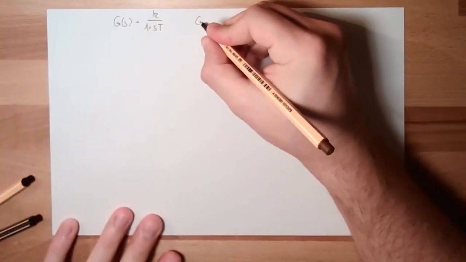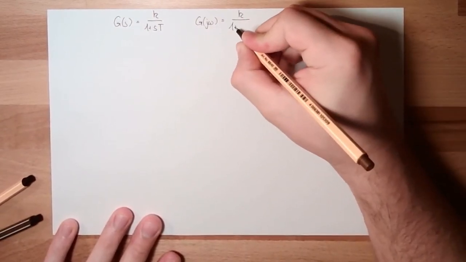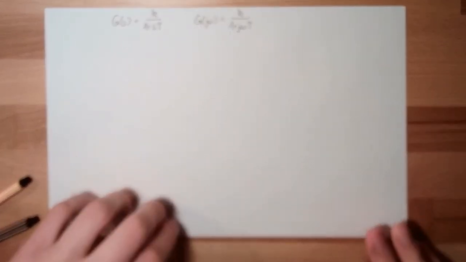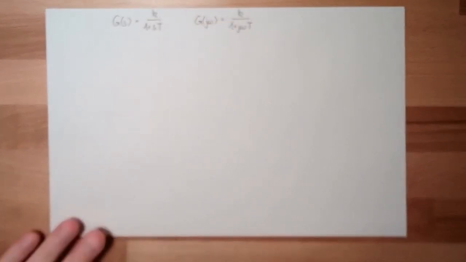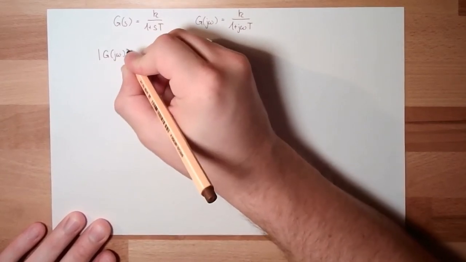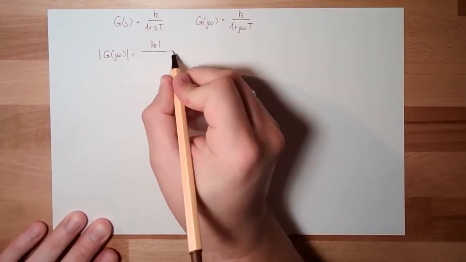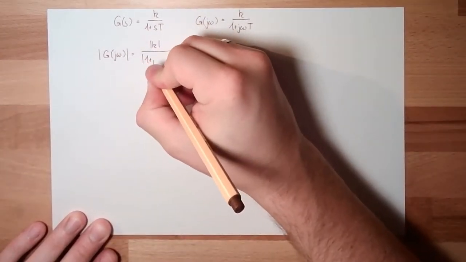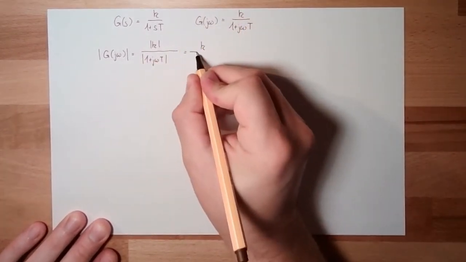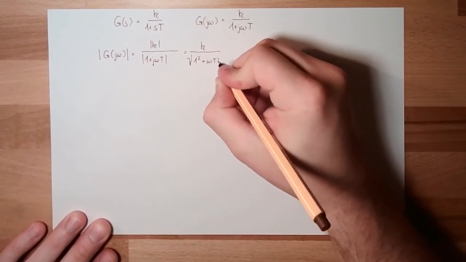This means G from J omega equals K divided by 1 plus J omega T. Okay. The absolute value of G from J omega is the absolute value of K divided by the absolute value of 1 plus J omega T. And this is K divided by the square root of 1 squared plus omega T squared.